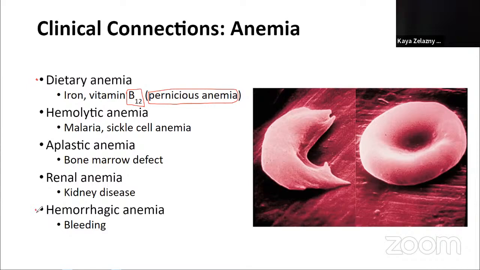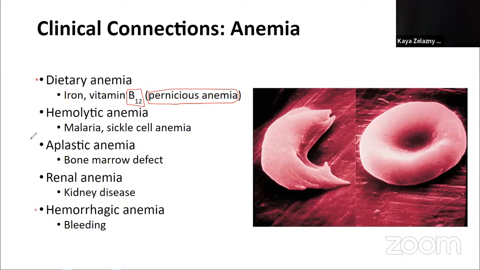So this means we also have a reduced ability to carry oxygen in the blood just because we've reduced that number of red blood cells, and therefore the amount of hemoglobin that was in those red blood cells has also been reduced. So that's a second type of anemia we could have.